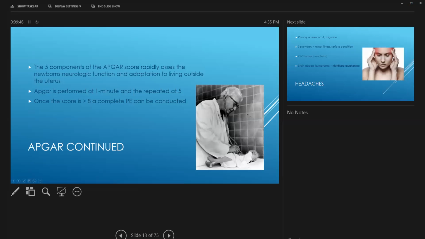So the APGAR score is used to rapidly assess newborns. It gives us the standardized protocol to do so. The APGAR is performed at 1 minute and then again at 5 minutes. Once the APGAR is greater than 8, then we can conduct a full physical exam, which is usually done the following morning.